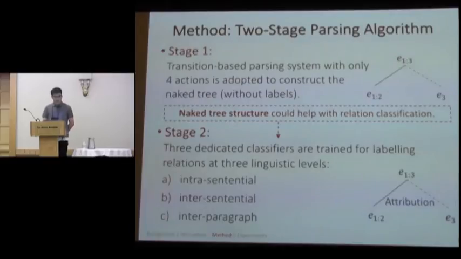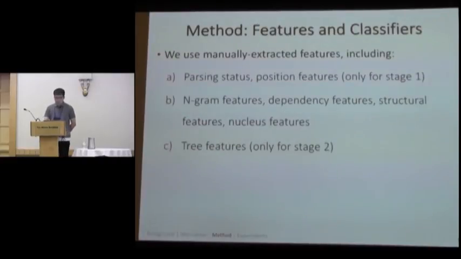Moreover, we found that the naked parse tree we get in the first stage could help with the relation classification, even though we may be concerned about the error propagation from stage 1 to stage 2. Here are some details of our approach, including the features and classifiers. Since the size of our corpus is not very large, we find that some traditional machine learning algorithms currently perform better than recent deep learning frameworks for our task. So we manually extract some features, including the parsing status feature, n-gram features, and so on. These features are also used in previous work.